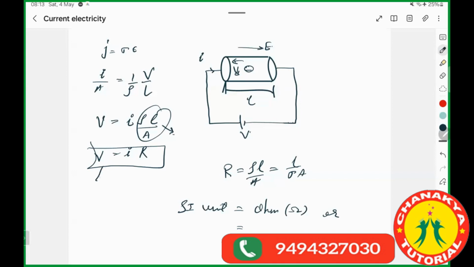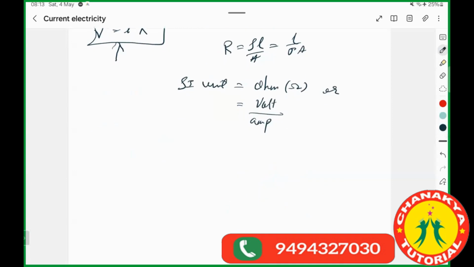From here I can say the unit is volt per ampere. Exactly. And the symbol is below.